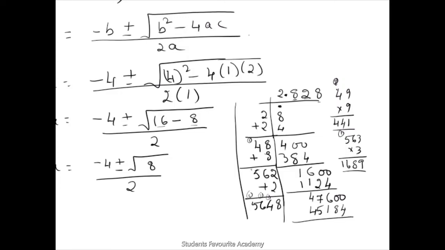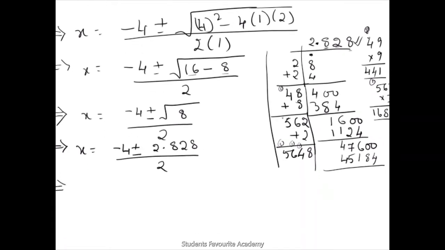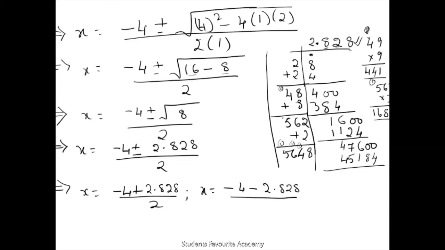So now x is equal to, so this implies x is equal to minus 4 plus or minus square root of 8, which is 2.828. So 2.828 divided by 2. Okay, so this implies x is equal to minus 4 plus 2.828 upon 2, and another one is x is equal to minus 4 minus 2.828 upon 2.